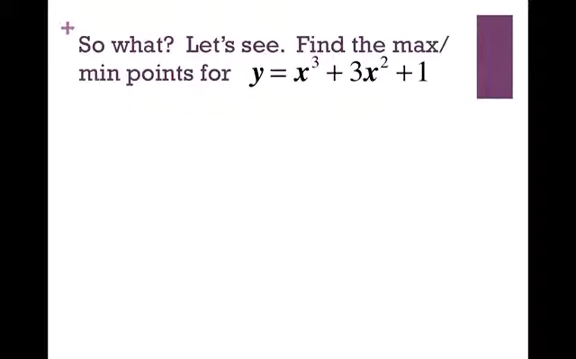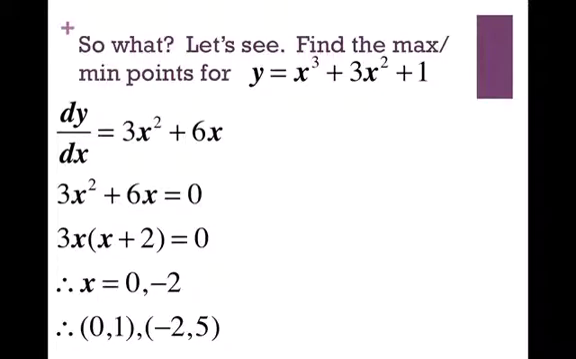So let's see a concrete example. Let's try to find the max and min points for this function. Well, the first thing we should do is find the derivative, and we want to know where the derivative is equal to 0. There are two x values where the derivative is equal to 0. We can substitute these x values into the original equation to find the corresponding y values. So I have 2 points on this curve where the slope of the tangent line through both of these points is equal to 0.